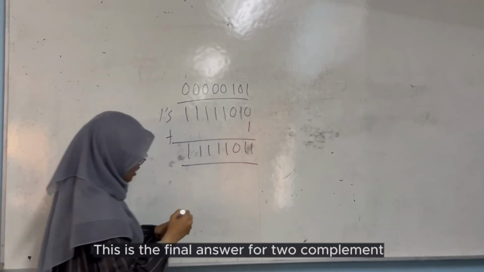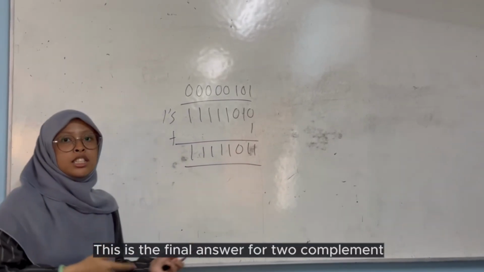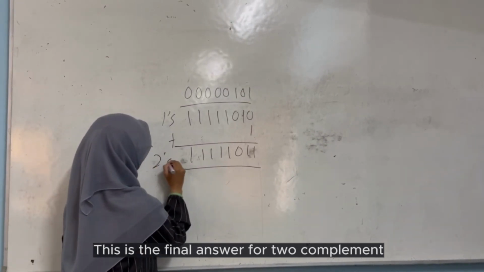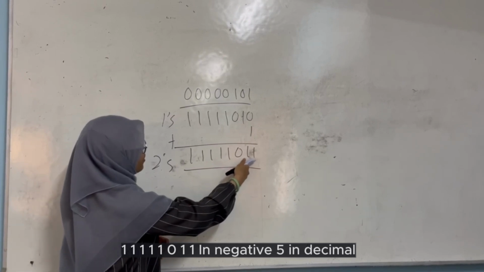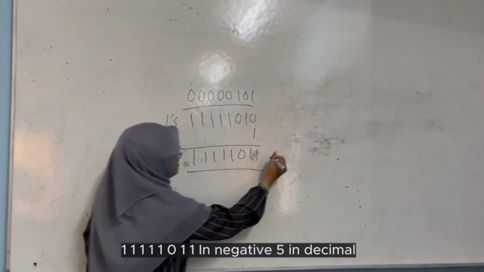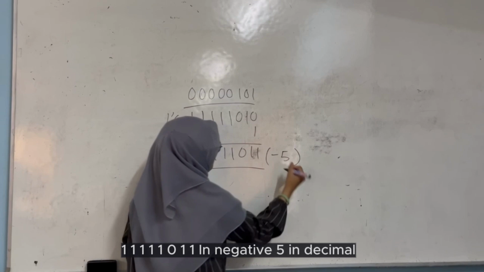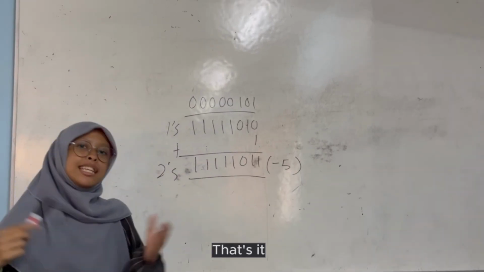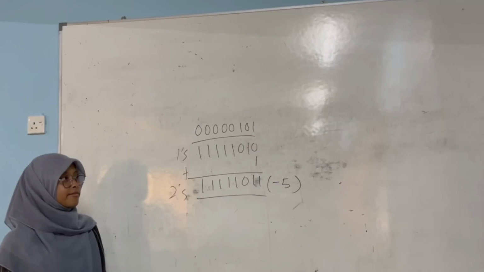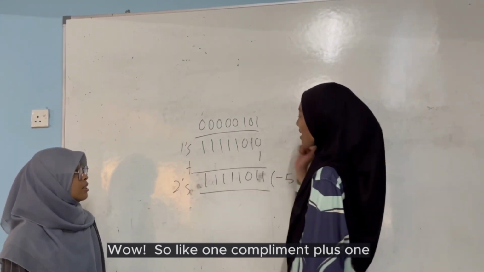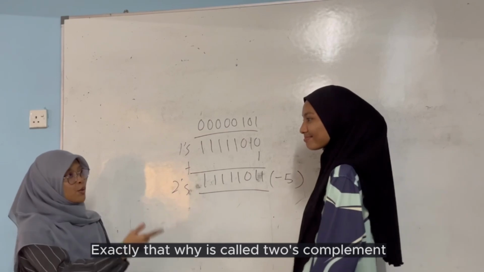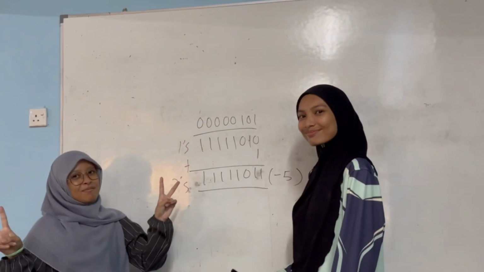Okay. This is the final answer for 2's complement: 1, 1, 1, 1, 1, 0, 1, 1, which is negative 5 in decimal. That's it. Wow, so it's like 1's complement plus 1. Exactly. That's what is called 2's complement.